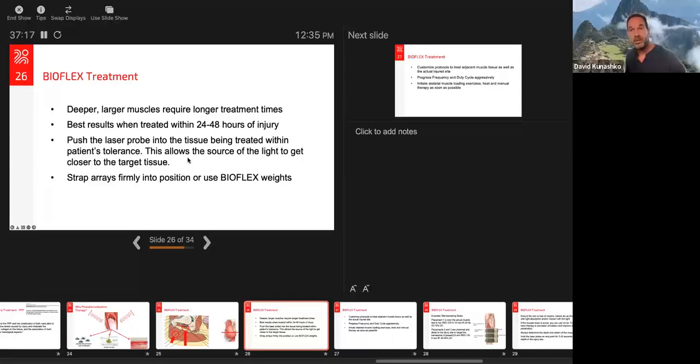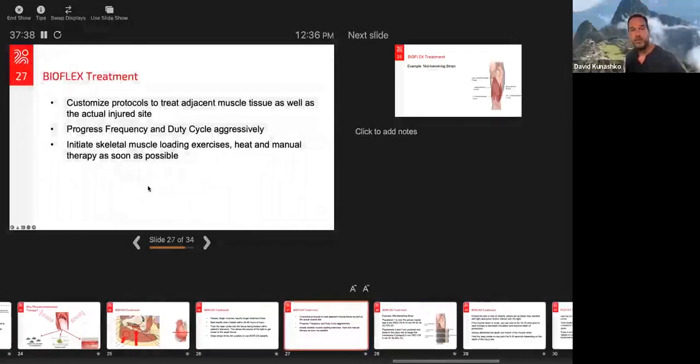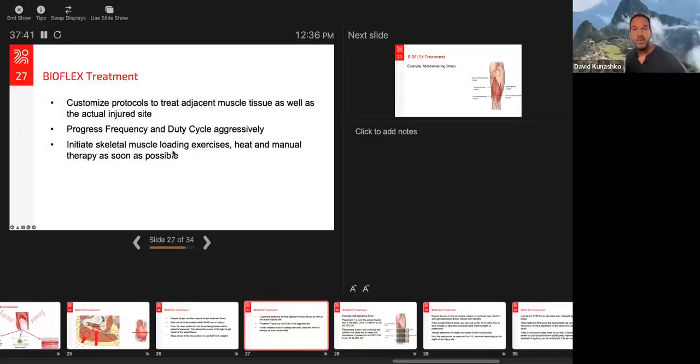Remember, push the laser probe into the tissue being treated, within the patient's tolerance, obviously. Again, it allows the source of the light to get closer to the target tissue. The dual arrays of LEDs that we use, apply them as well and use weights to depress them and gently push them into the tissue as well. You'll want to customize your protocols to treat adjacent muscle tissue as well as the actual injured site. The idea there is to reduce hematoma and also promote a systemic effect.